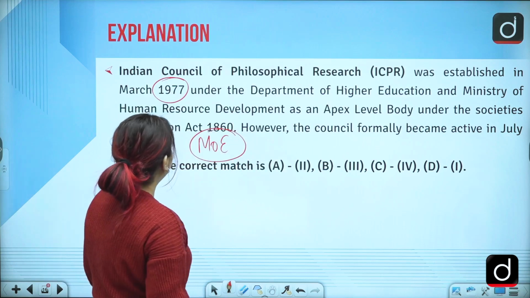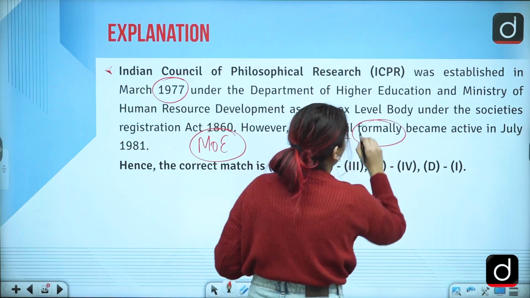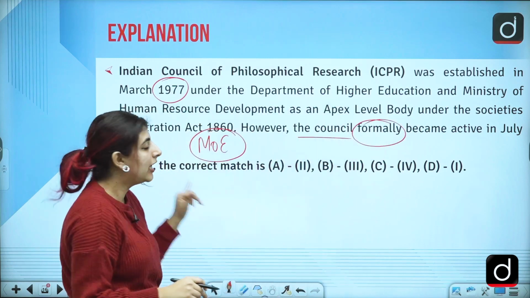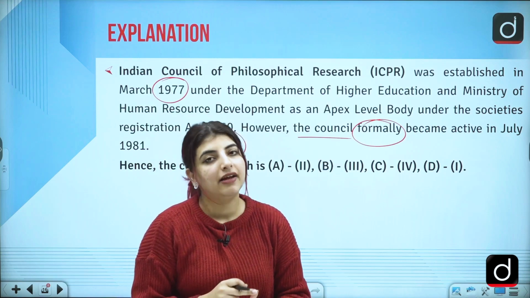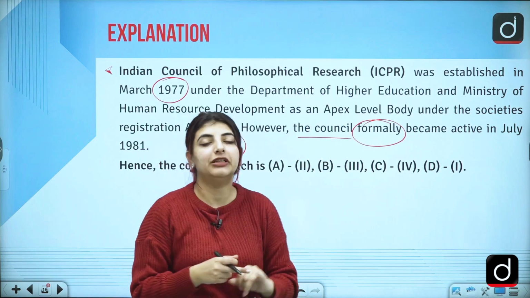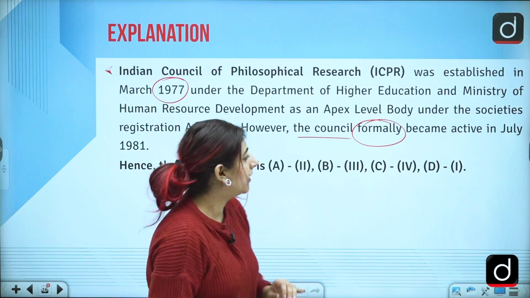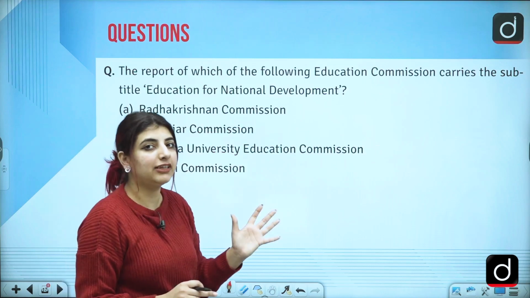Under the Societies Registration Act 1860. However, the council formally became active in July 1981. So that's why we matched it correctly. The social sciences, right? If we talk about the medical sciences, science and tech, and the philosophical research part, correct? And I hope you all have answered it correctly. Then we have the next question.